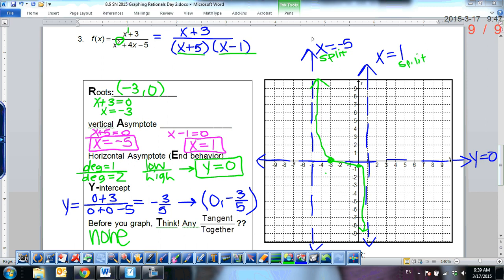So let's look at x equals -5. We have one side that's already up. So what does the other side have to do? Down, because we've got to split. So we're going to be in this section.